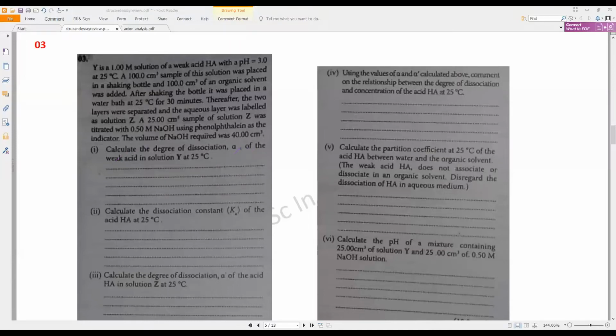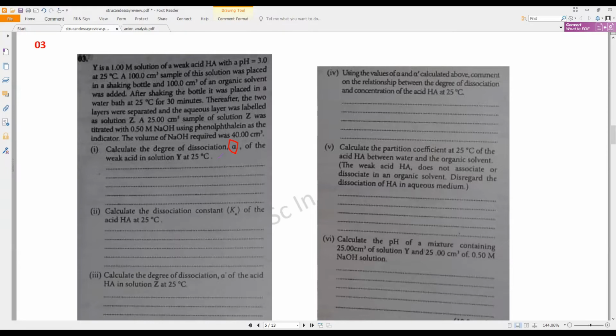The first question says calculate the degree of dissociation alpha of the weak acid solution in solution Y at 25 degrees Celsius. So they are talking about only solution Y now. For solution Y, they have given the pH, the concentration, and the volume that they have used. You have to find the degree of dissociation, alpha. So what is normally happening here in Y?